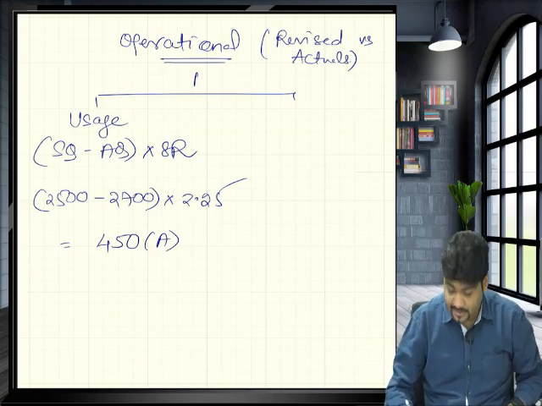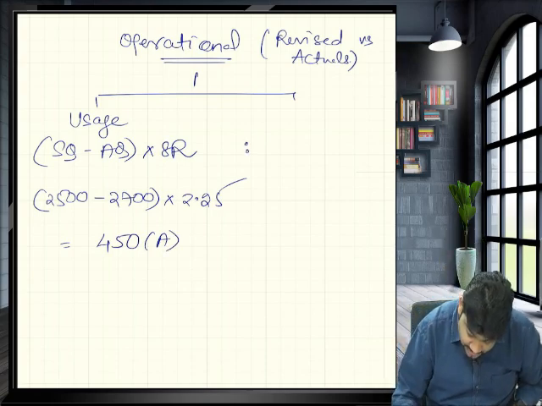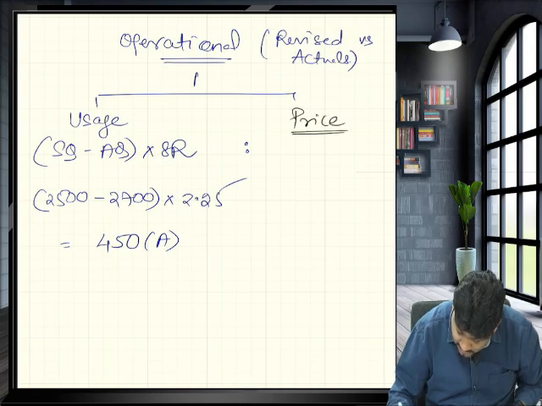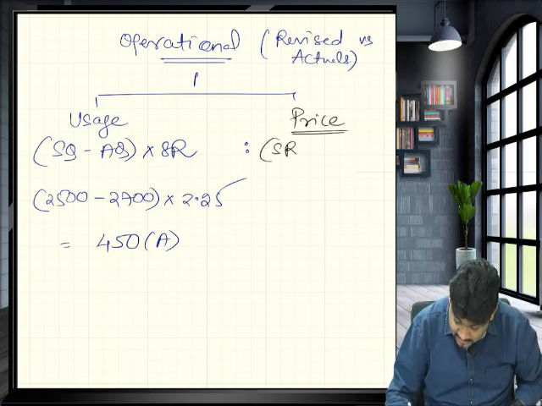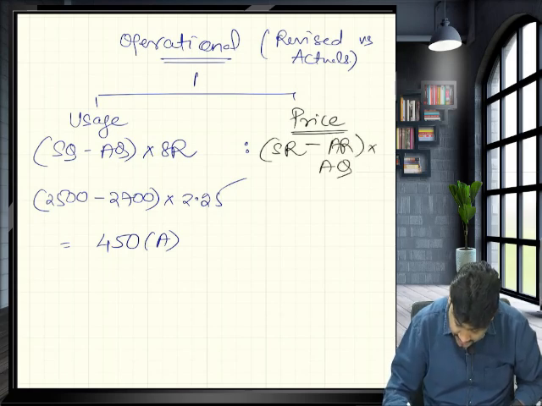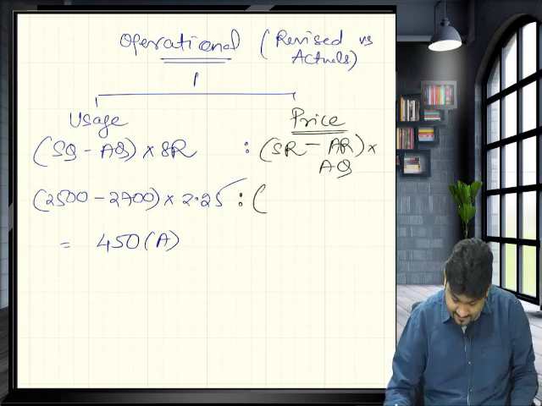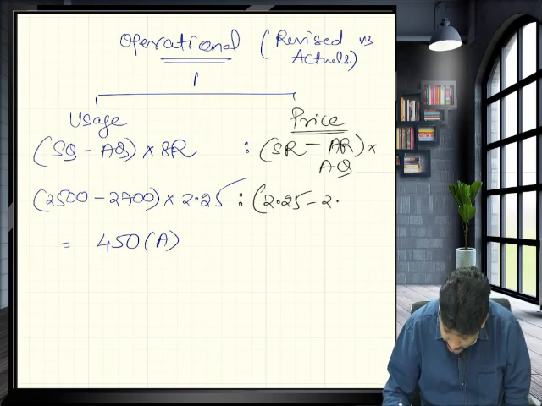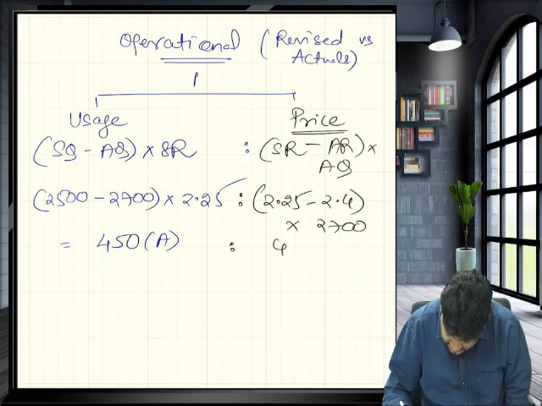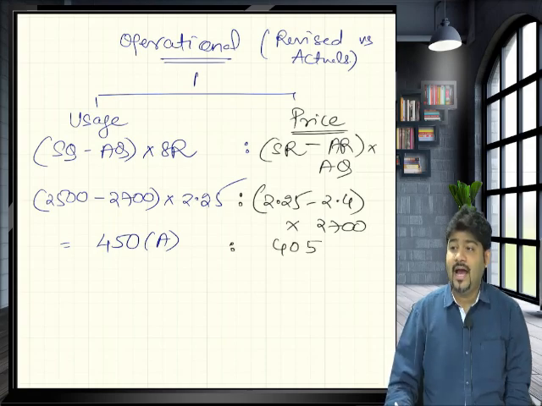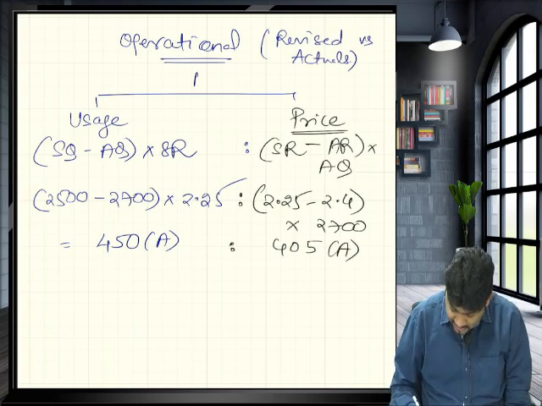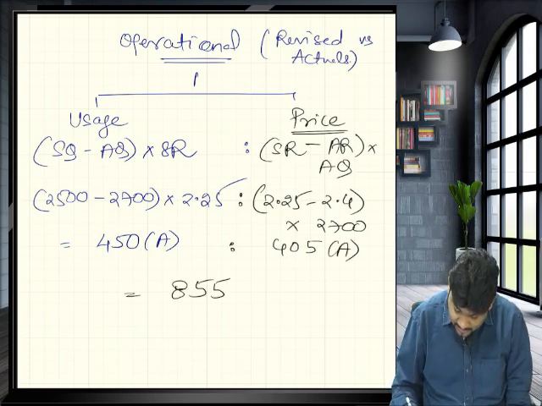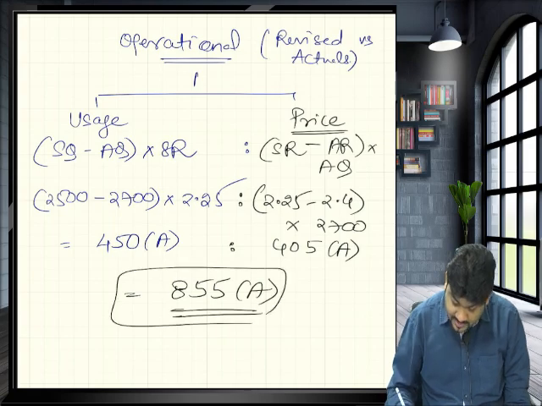Any questions, anybody? In the same breath I can also now solve material price variance. What is the formula? Standard rate minus actual rate into actual quantity. Tell me, what is the standard rate? 2.25. What is the actual rate? 2.4, into actual quantity. This works out to 405. Good or bad? Bad, because we have paid more. So the total will be 855 adverse, which is my operational variance.